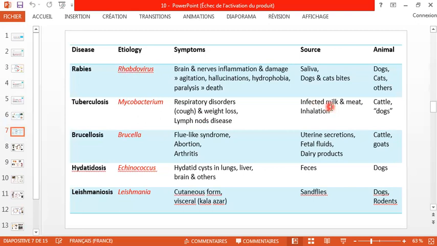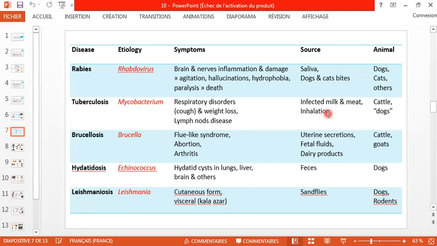The source matter of Mycobacterium is in general infected raw milk, c'est le lait cru, it is raw milk, and meat, or it may also be transmitted by inhalation, okay, by breathing the bacteria, because tuberculosis is caused by a bacterium, whereas the etiologic agent of rabies, rhabdovirus, is a virus, okay? Mycobacterium is a bacterium.